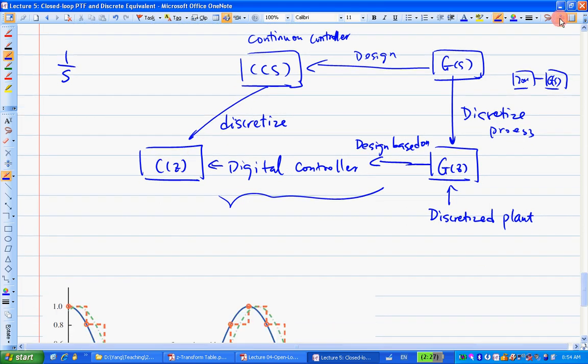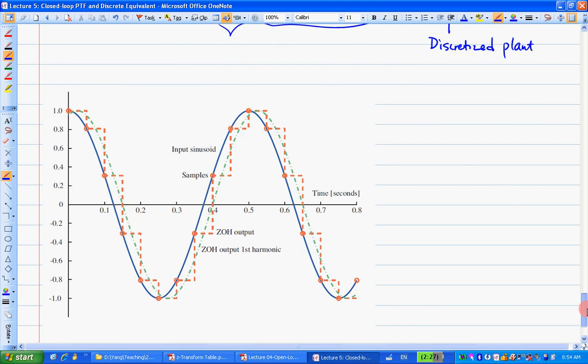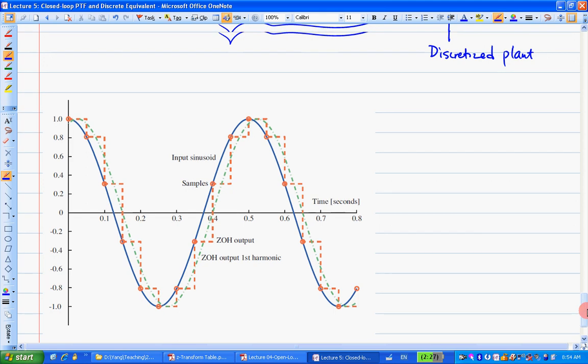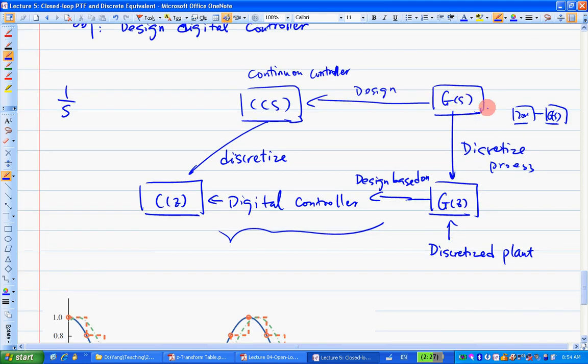So before we talk about the discrete equivalent, I want to mention one little fact or phenomenon. When you go over this branch and you're trying to obtain a zero order hold, in other words you put a zero order hold in front of this plant, and out of these two blocks you get a G of Z, for example. Now, it's not like you don't change anything by inserting a zero order hold here.